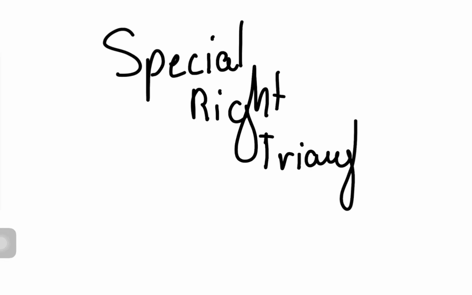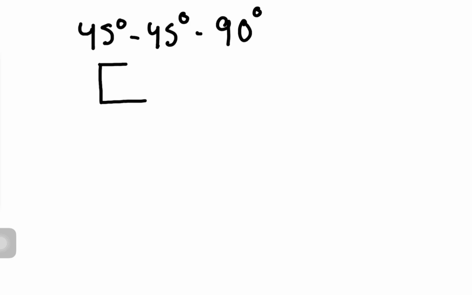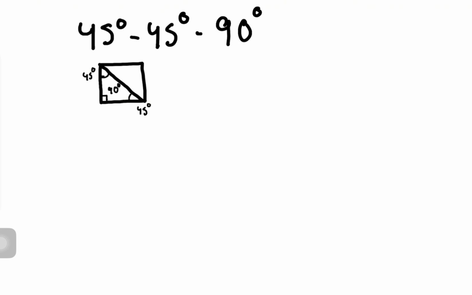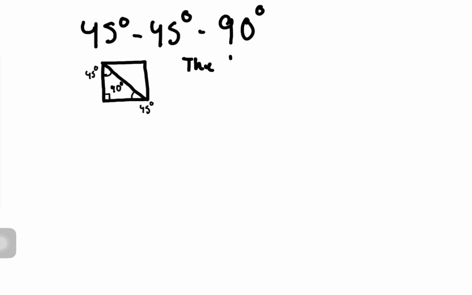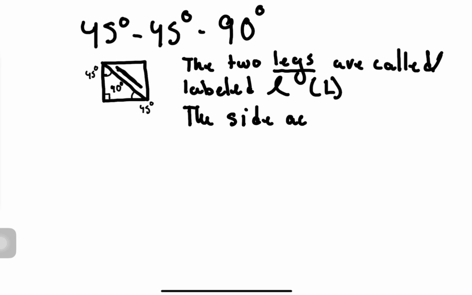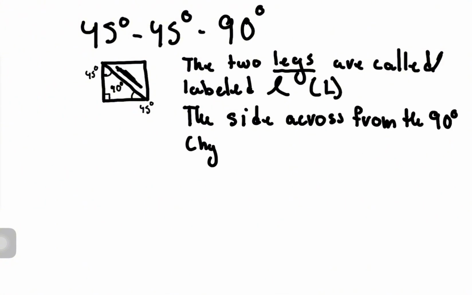Hello, and today we're going to be learning about special right triangles, specifically the isosceles triangle with the ratios of 45 degrees, 45 degrees, and 90 degrees. So right now I'm drawing a diagram, so if you're more of a visual learner, you can understand what the isosceles triangle looks like. The two legs are labeled with the symbol on the screen, otherwise known as L. And the side across from the 90-degree angle is called the hypotenuse, or shortened, hypo or hyp.